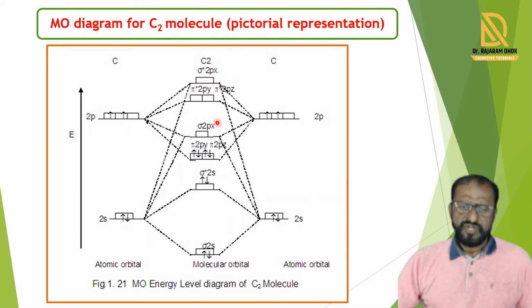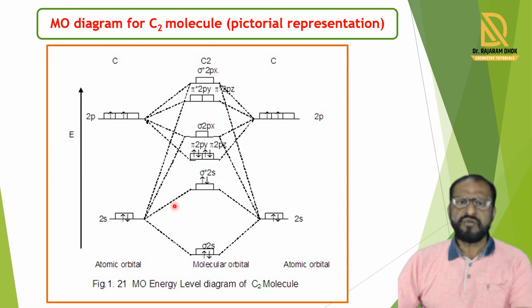And in this case, the energy levels are sigma 1s, sigma star 1s, sigma 2s, sigma star 2s, then pi 2py, pi 2pz, sigma 2px, pi star 2py, pi star 2pz, and sigma star 2px. So this is the energy levels, or increasing energy sequence.